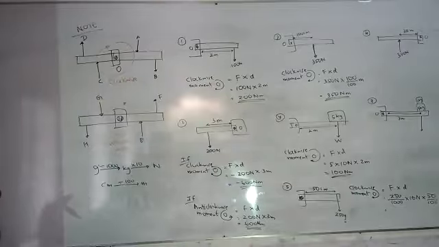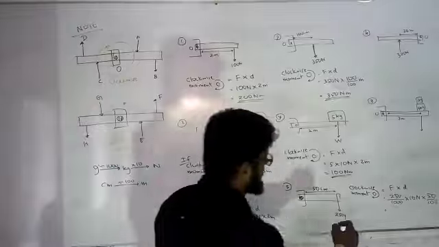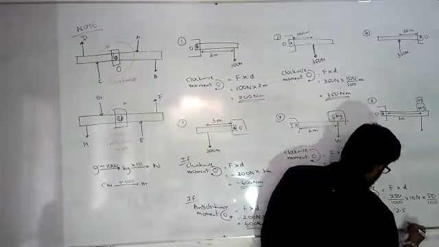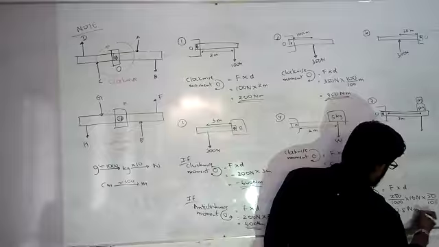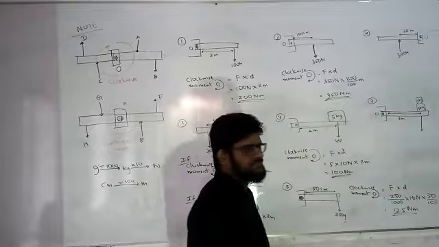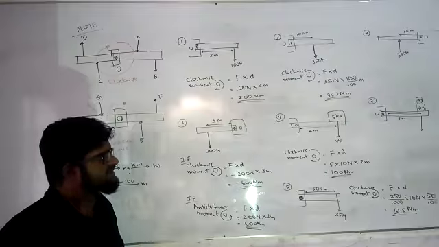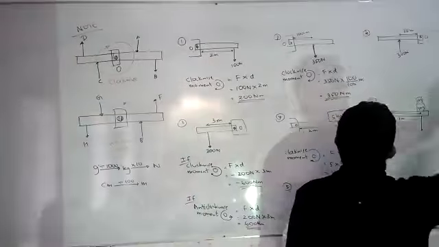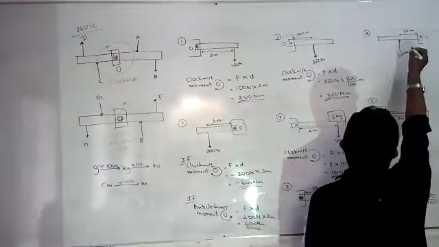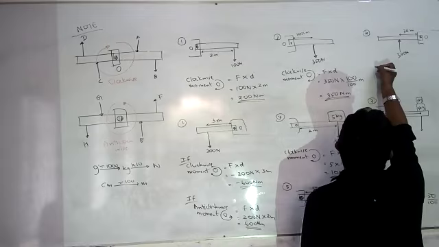1 over 2. 12.5. Clockwise only, Newton meters. 12.5 Newton meters. Okay. Question 6. Now tell me, is it clockwise or anti-clockwise?